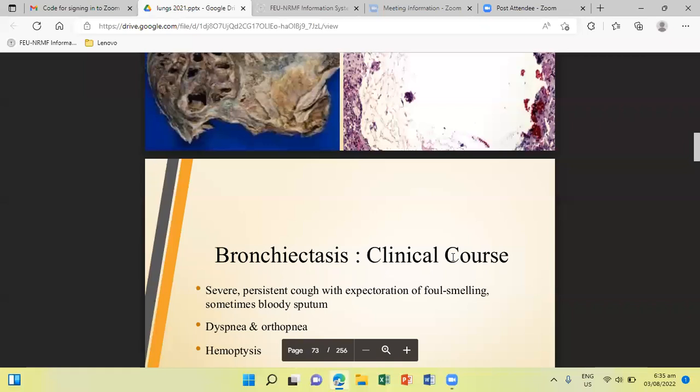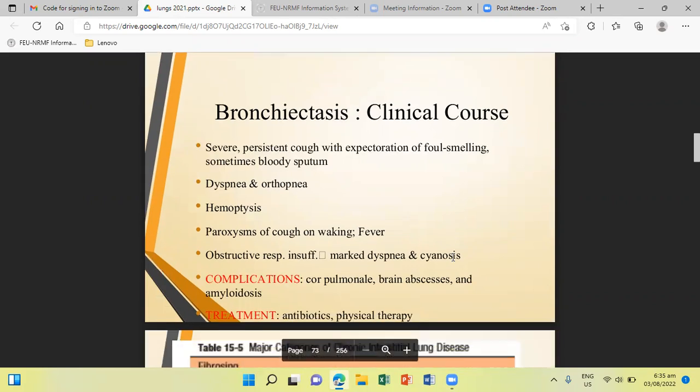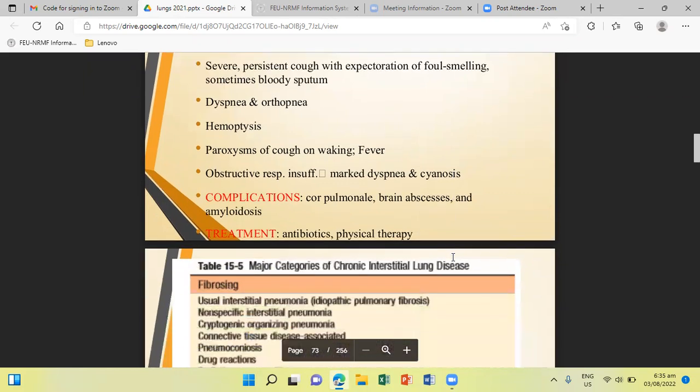So what do we expect among patients with bronchiectasis? Again, you will expect cough. You will have dyspnea or orthopnea. Sometimes it may even lead to manifestations like hemoptysis. The complications, as enumerated, may be in the form of cor pulmonale, brain abscess, amyloidosis.